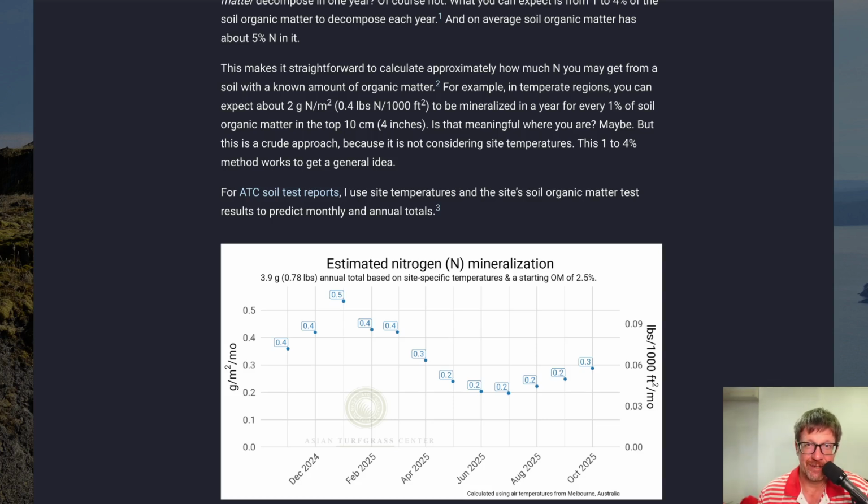Of course, in fairway soils, it's common to have that much. It's common in fairway soils to have 3, 4, 5, 6% organic matter. And if you happen to have that type of soil, then you may have 100 kilograms of nitrogen per hectare, or 2 pounds of nitrogen per 1,000 square feet, mineralized in a year in that type of fairway soil.